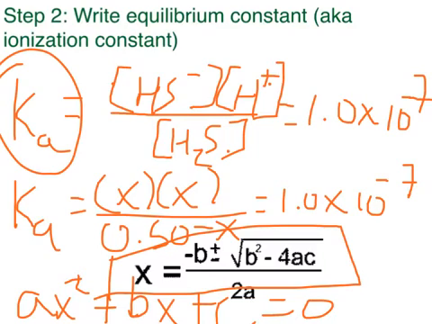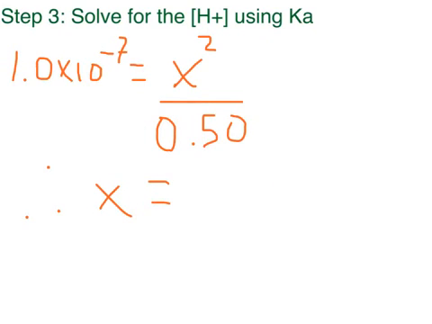So what we're going to do is make an assumption that this x here is negligible compared to that 0.50. In other words, x is going to be so small that it's not really going to change that 0.50 very much. Okay? So now we're going to solve for x. 1.0 times 10 to the negative 7 is going to be equal to x squared over 0.50, assuming that x is negligible. We'll figure out whether or not it is a little bit later on. So, eventually, we'll figure out what x is.